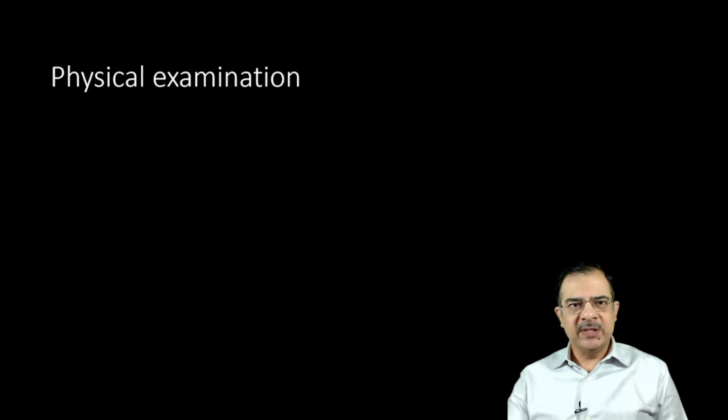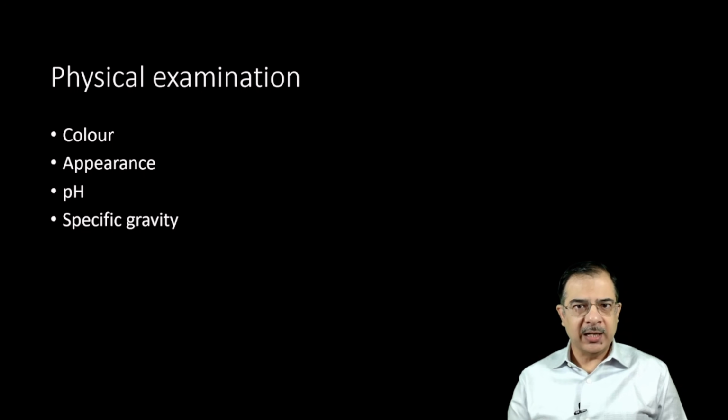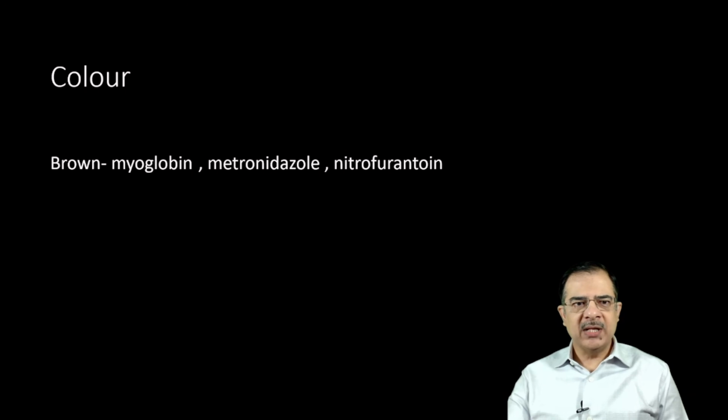In the abnormalities of the physical examination, first the color. The normal color is pale yellow, but if the color becomes different, we can identify what exactly the cause will be. Same for the appearance, pH, and specific gravity. So starting with the color.